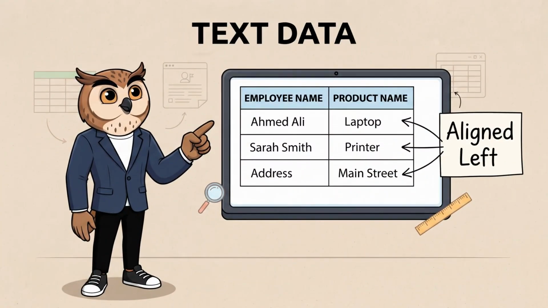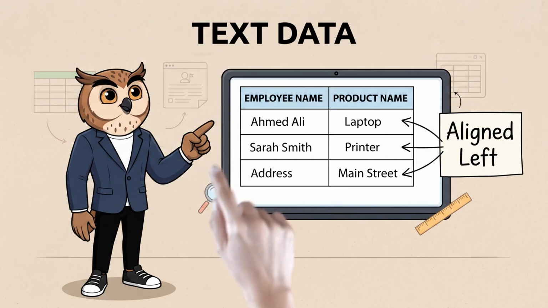Text includes any words or letters that you type into Excel, such as employee names, product names, customer addresses, or company names. Text is designed to describe information, not to perform calculations. By default, Excel automatically aligns text to the left side of the cell, making it easy to distinguish from numbers. Whenever you enter descriptive information, Excel recognizes it as text.